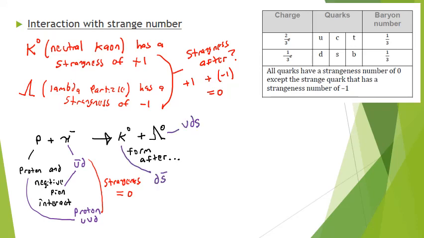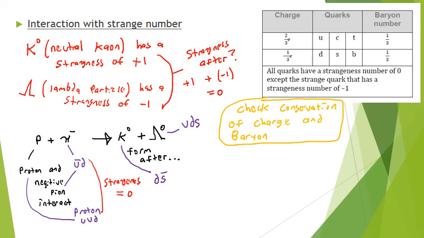We have the kaon with the down quark and the anti-strange, or the anti, I'm drawing a blank with that, the strange quark, and the up quark, down quark, and the strange quark. And yeah, so we have those there, and then we can check for conservation of charge and baryon number.